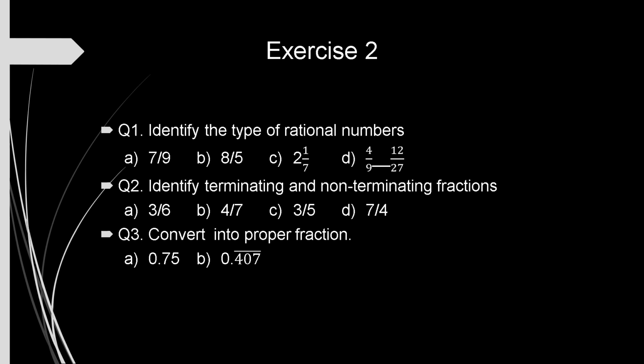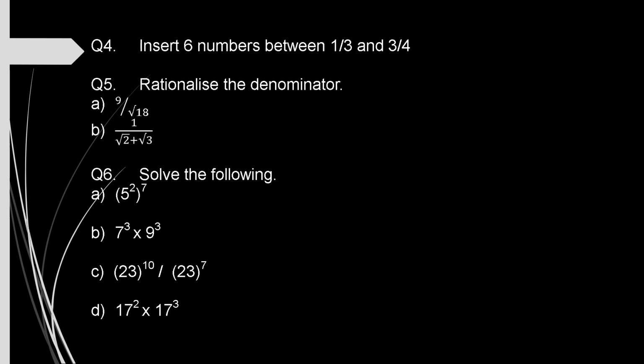Then in the second question you have to identify whether the numbers are terminating or non-terminating fractions. These are 3 by 6, 4 by 7, 3 by 5, and 7 by 4. Then in the third you are supposed to convert them into proper fractions. The first is 0.75 and the second is 0.47 bar recurring. Then in the fourth question you are supposed to insert 6 numbers between 1 by 3 and 3 by 4.